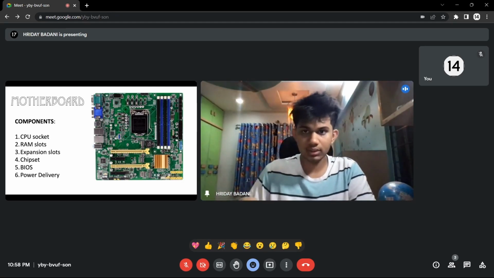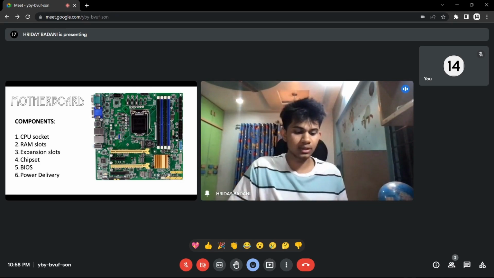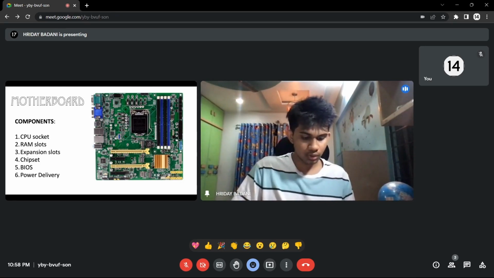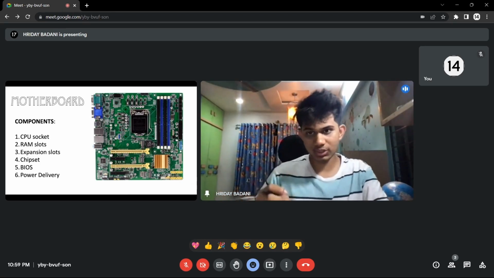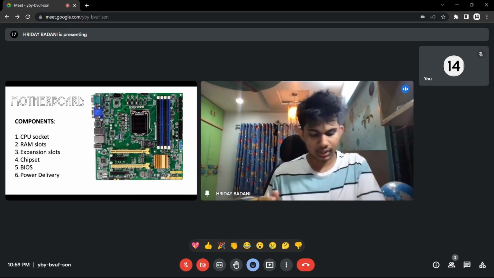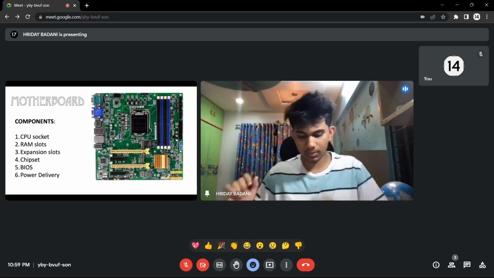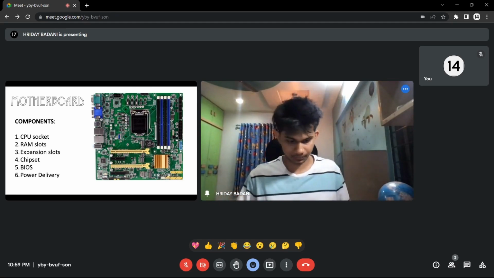So first off, what is a motherboard? Motherboard is nothing but the brain of the computer. So all the critical components of a computer system, which provides the foundation for all the components to work together as a cohesive unit, is placed in the motherboard. So the next question is, where is the motherboard found? It is present in the computer case where most of the important parts are placed.